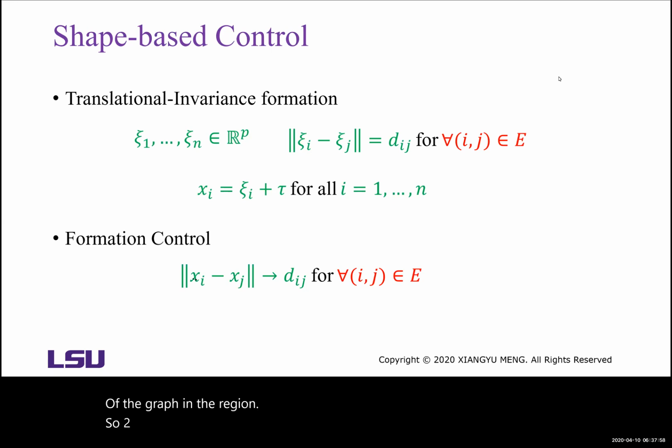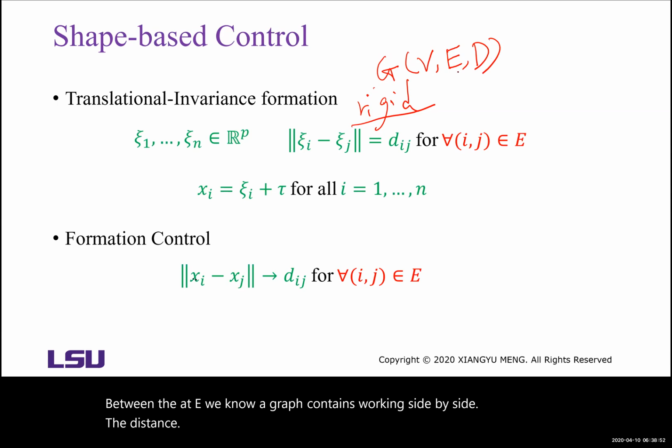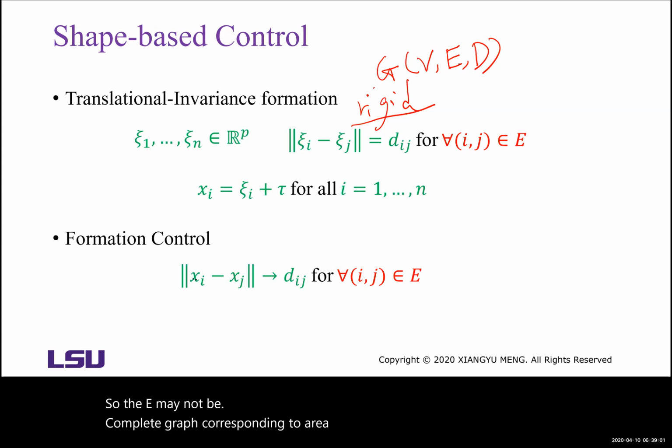So to design the formation control algorithm, if the control algorithm is only based on distance, that will be a very challenging problem. And here we focus on a class of problem that is translational invariance formation. We know for the graph, if the graph is rigid, we only need to specify some distances between the edges E. We know a graph contains a vertex set, an edge set, and the distance specification. So E may not be a complete graph corresponding to all edges, only some of the edges.